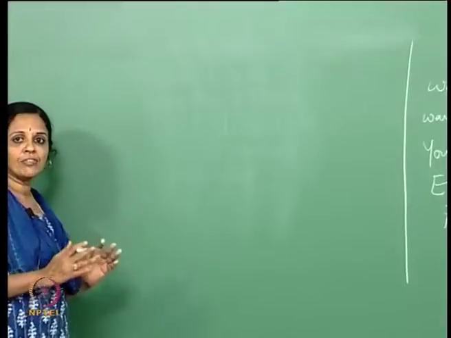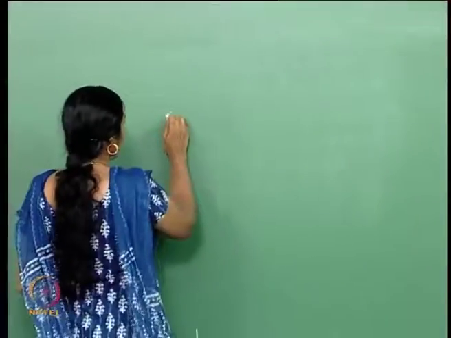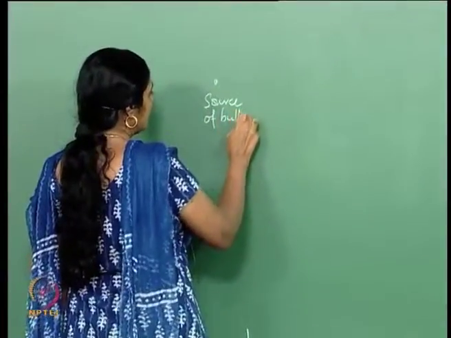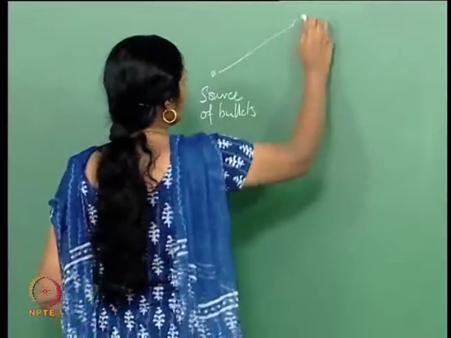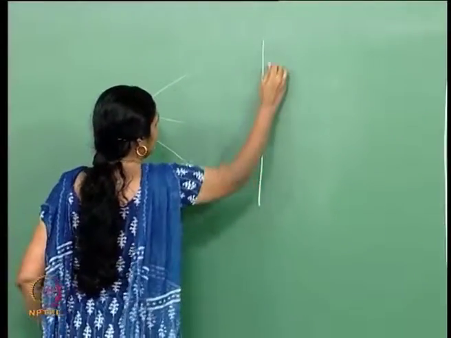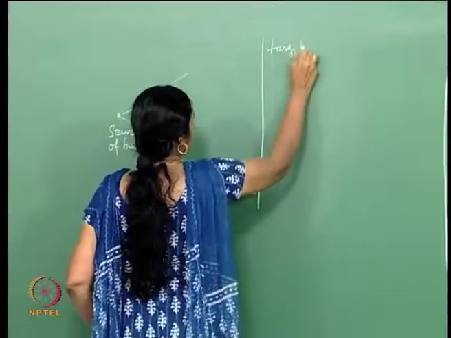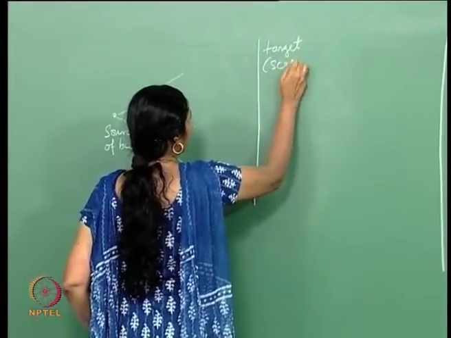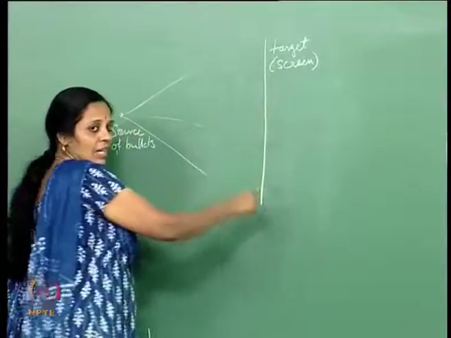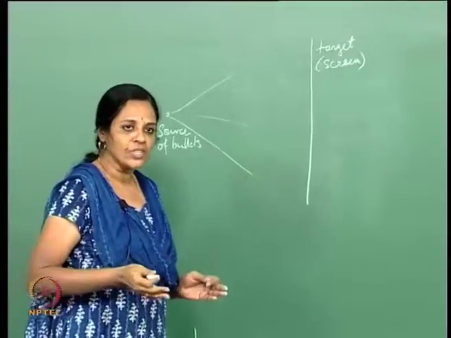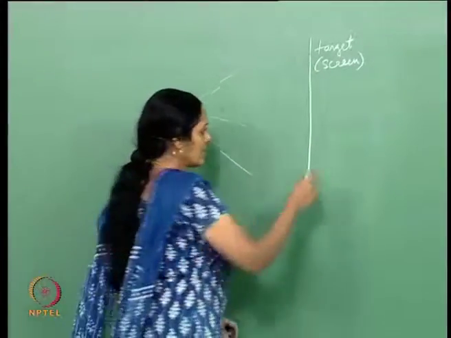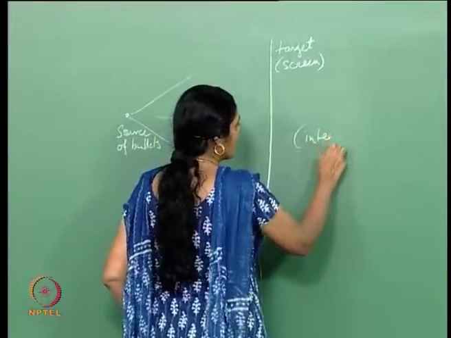Let us first look at it from a classical point of view. Start with the source of bullets. The bullets are shot out in various directions and they hit a target. The target is a screen. Now, as the bullets strike the target, you could perhaps use detectors and count the number of bullets that have hit the target. Clearly, there will be an integer number of bullets.